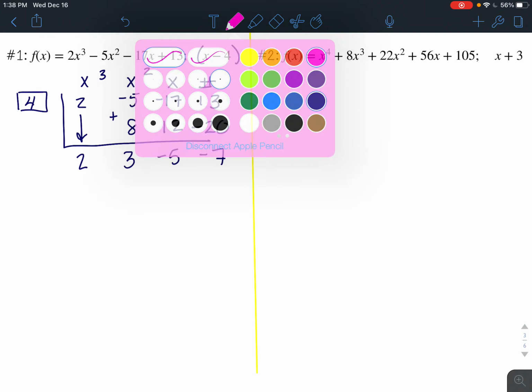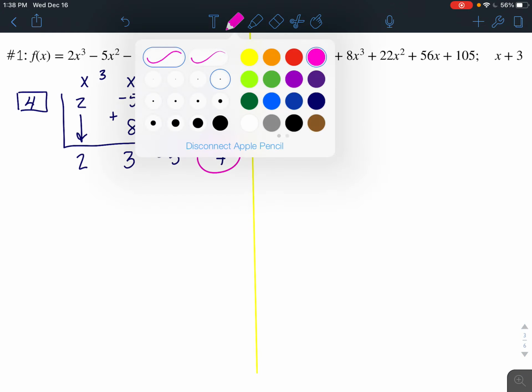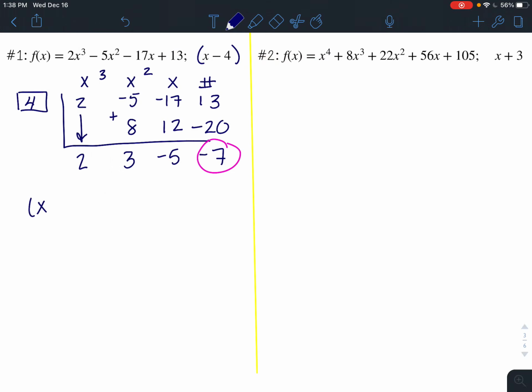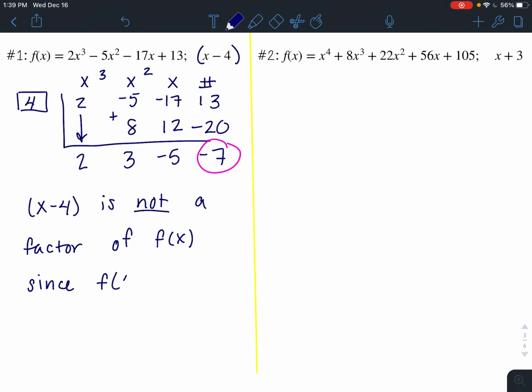So because of this number here, since we have a remainder of negative 7, what we can say is x minus 4 is not a factor of this polynomial f of x, right? Since there is a remainder of negative 7, or another way to say that is since the function evaluated at 4 equals negative 7 and not 0.